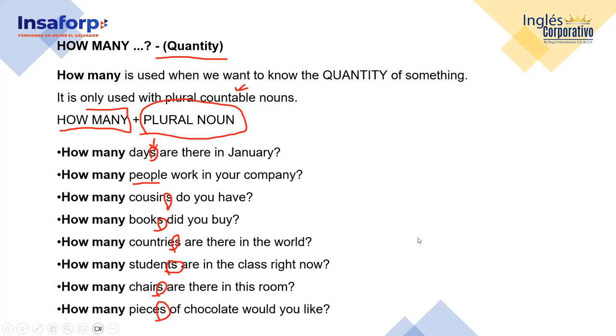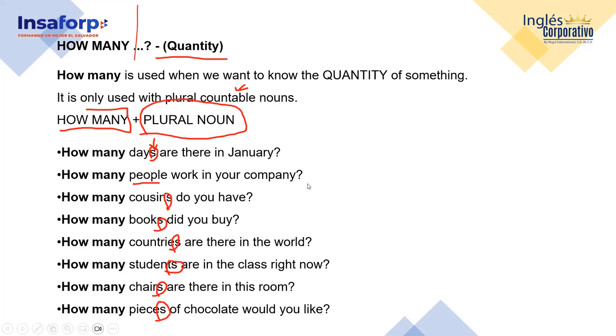Okay. Now in the answers. How many days are there in January? 21? In January, 21? No, never. 31. Okay, 31, not 21. There are 31 days in January. You see, we are repeating and repeating the same thing.